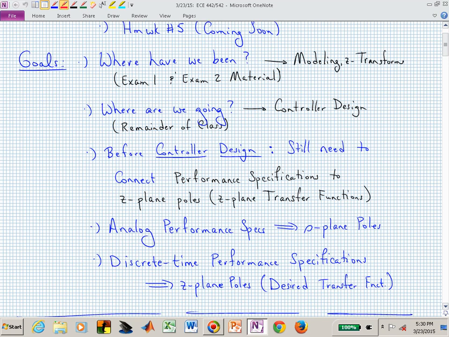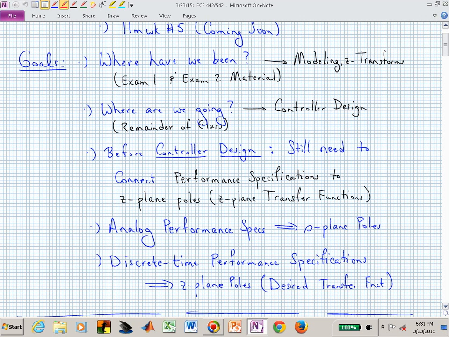For those of you that really enjoyed your spring break, I thought maybe we should figure out where we have been, not on spring break, but in this class. And in very general terms, we've been modeling and doing Z-transforms. We'll go over a little bit more depth than that in a minute, but where are we going? In general, we want to get to controller design since this is a controls class.